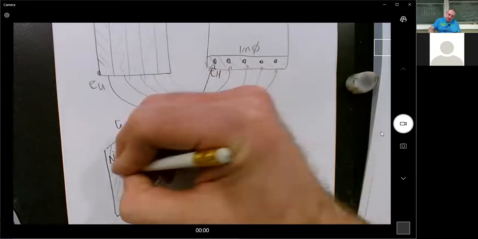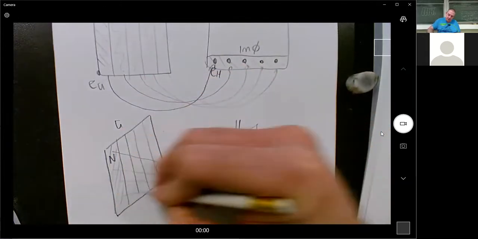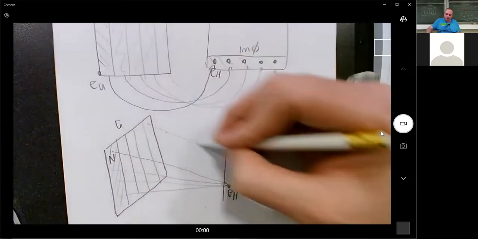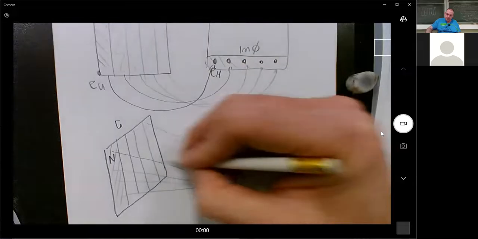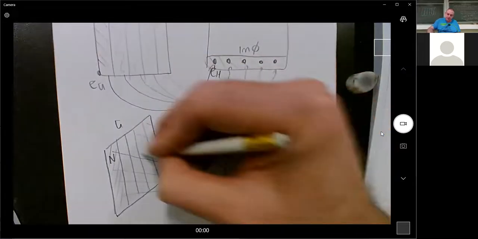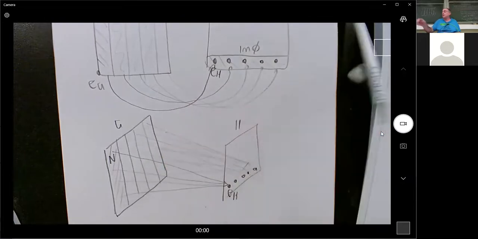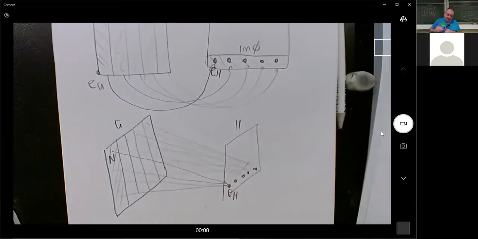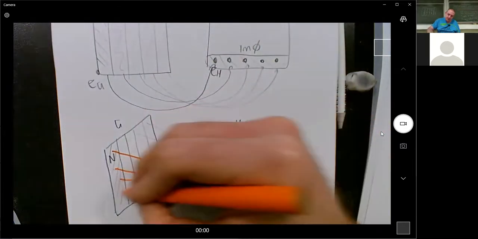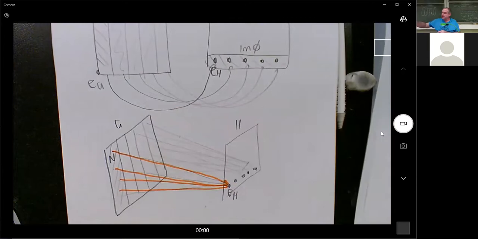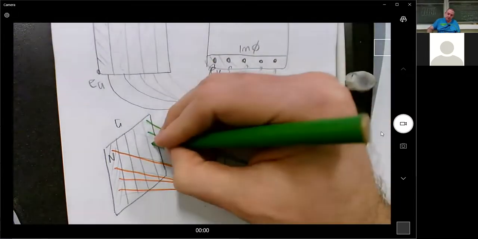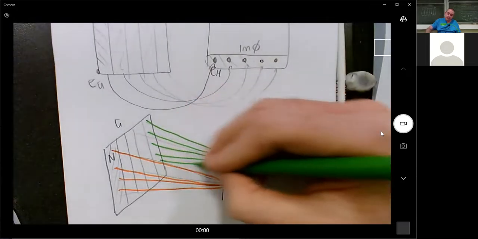So all of these elements end up here at the identity of H. And all of these elements end up here at this thing. And all of these elements end up here at this thing. So I just need more colors, just a second. So these all end up at the identity of H. It's all the same homomorphism. All of these lines are phi.